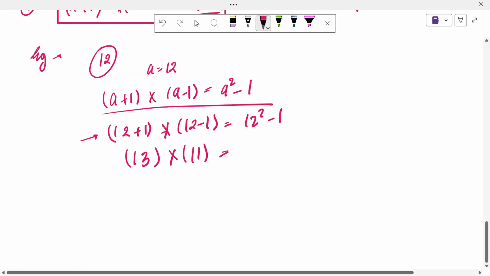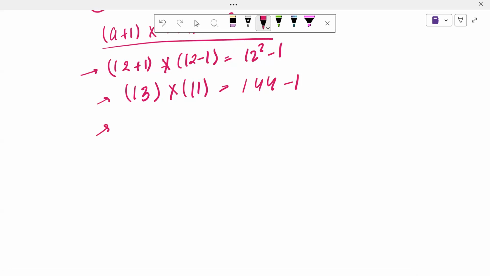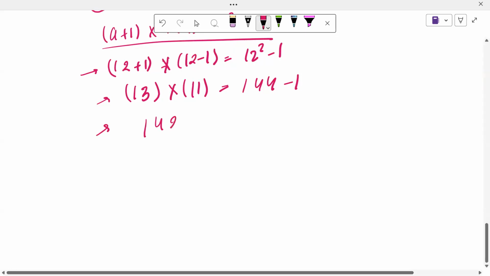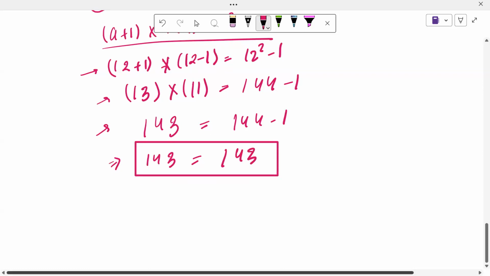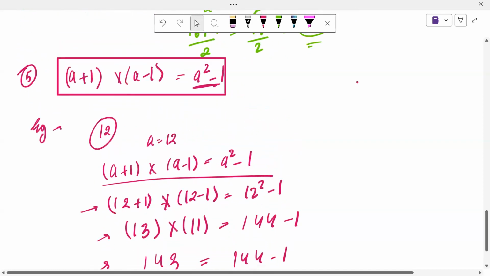What is 12 square? 144. Then what is 13 into 11? 13 into 11 is 143. And 144 minus 1? 143. So is the RHS equal to the LHS? Yes, ma'am. That means this statement holds true. This is a correct property.